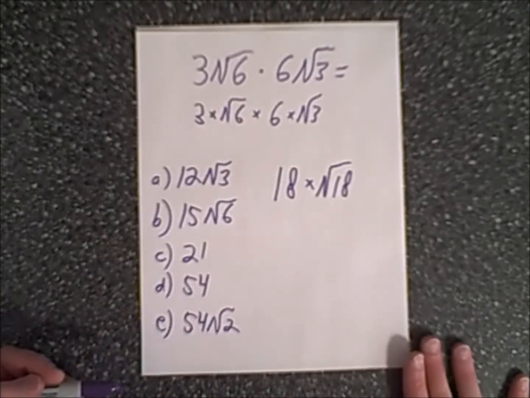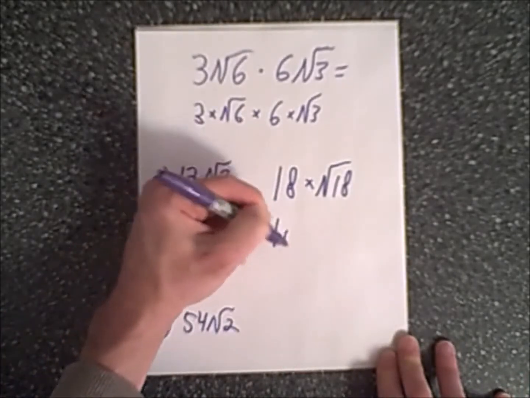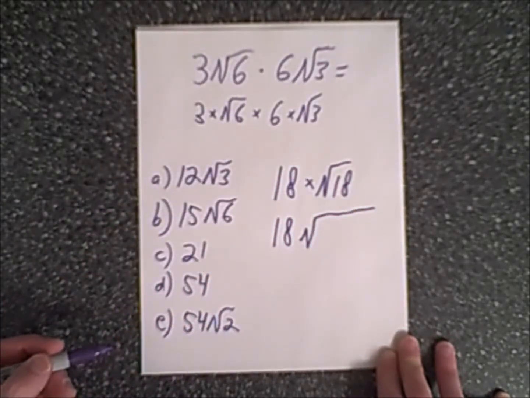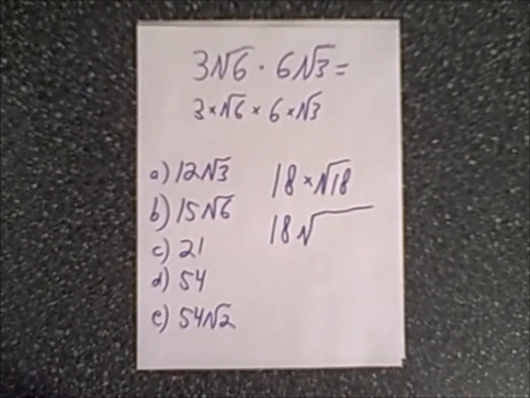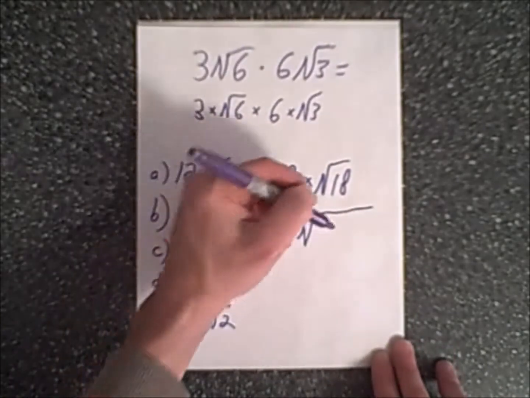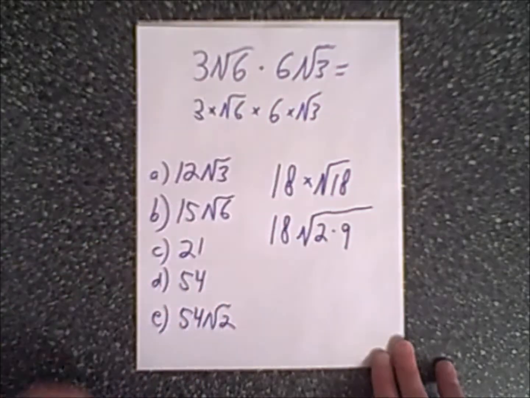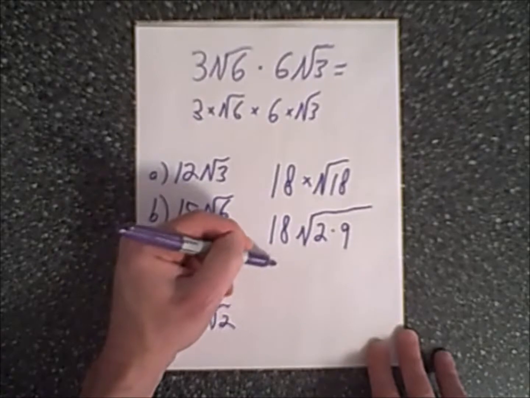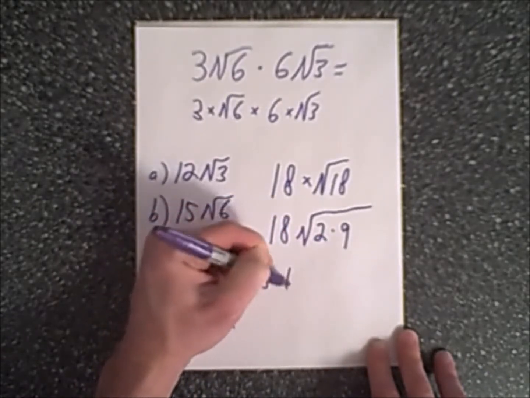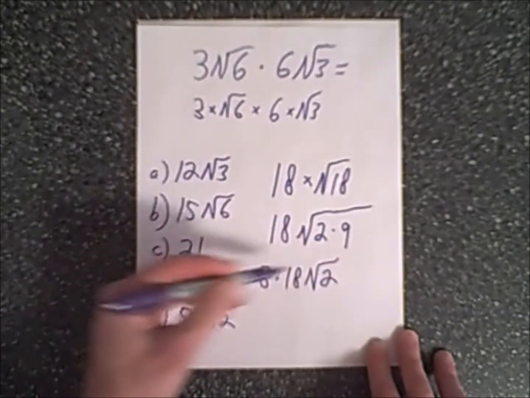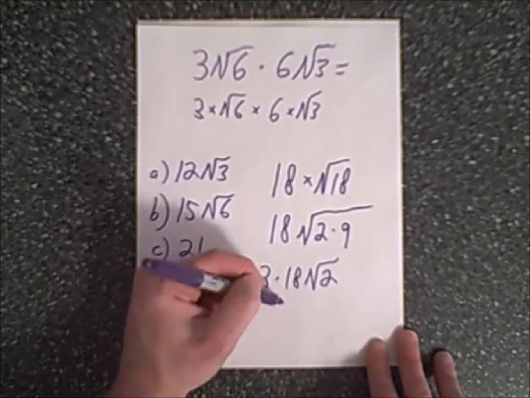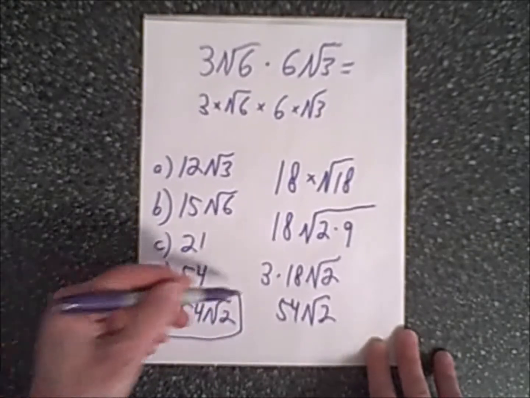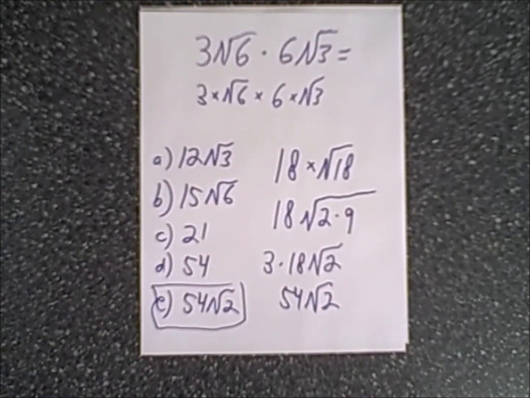So if you remember reducing radicals, what you want to do is take what's inside this radical and factor it, or find out if there's a perfect square inside. And you can see there is. This is 2 times 9. And if we simplify this 9 and pull it out of the radical, we end up with a 3. So we have 3 times 18 times a radical 2. And 3 times 18 is 54, radical 2. And we find that is our answer below here, E, 54 radical 2.